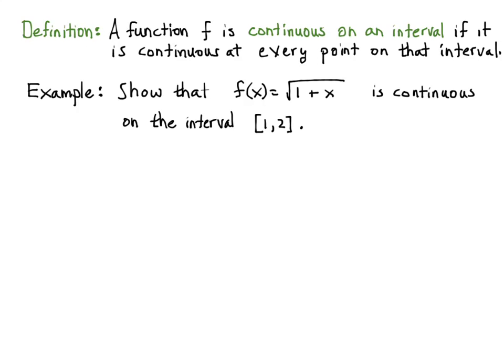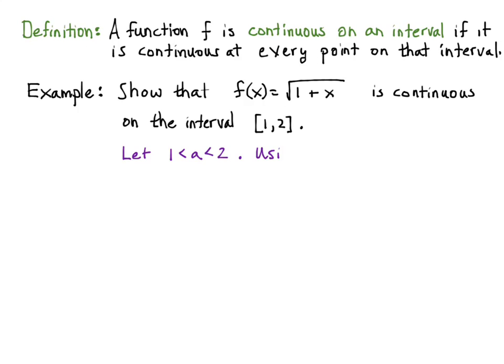All right, so let's look at an example of this. What we want to do here is show that f at x equals the square root of 1 plus x is continuous on the interval 1 to 2. Now, your gut tells you that it should be continuous, right? Because if we take any value between 1 and 2, that thing evaluates. We're going to run into trouble if x equals negative 1 or less, because then the function doesn't exist. But we're talking about a specific interval, so we're asking, is this function continuous on this interval?